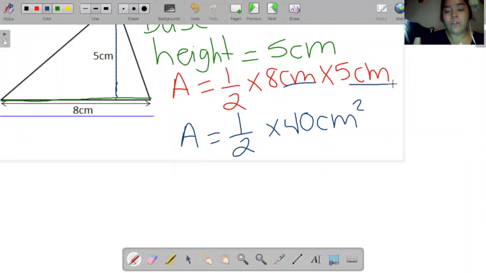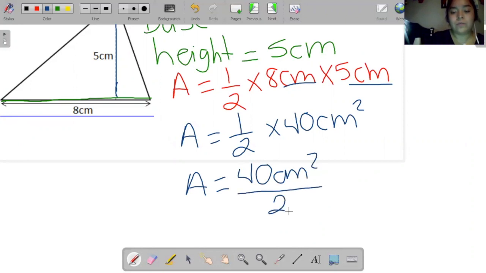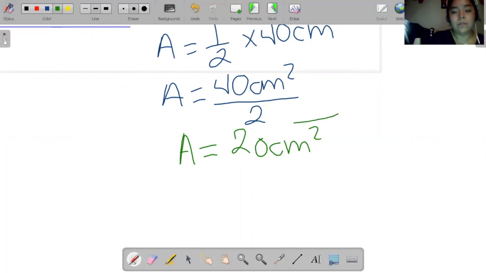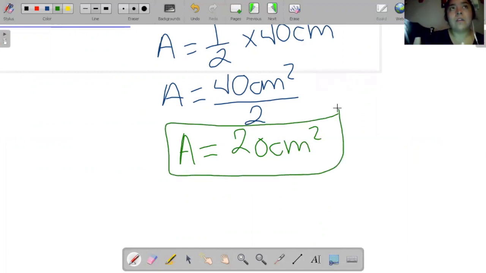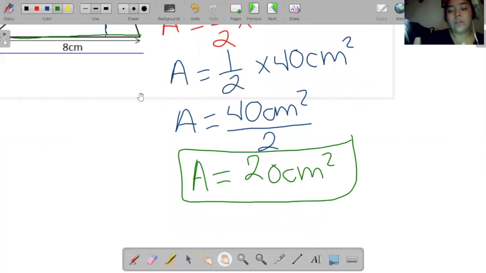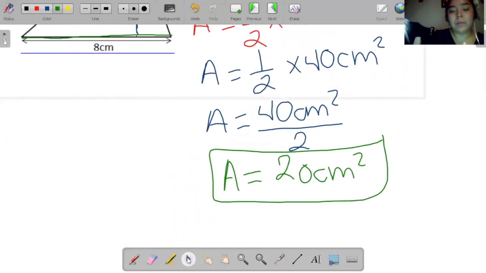So then what's half of 40? So A is equal to 40 centimeters squared over 2. So then A is equal to 20 centimeters squared. So the area of this triangle is 20 centimeters squared. Don't forget your units. And also remember that when we refer to the area, it is always in square units.